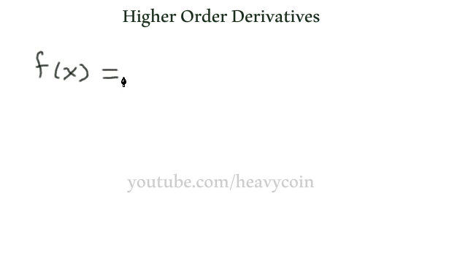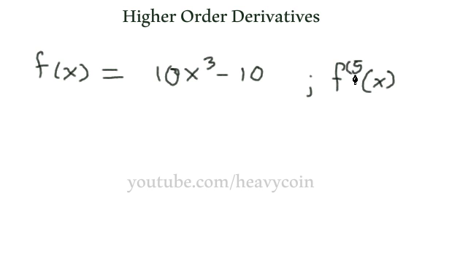Anyway, let's say we have f of x is equal to 10x cubed minus 10. And we are asked to find the fifth derivative. Well, the power only goes to 3. So if you start taking the derivative, you remember you subtract 1 from the power every time you take the derivative. So if you took the derivative, took the derivative, took the derivative, we should end up getting down to 0 there, but I don't know.